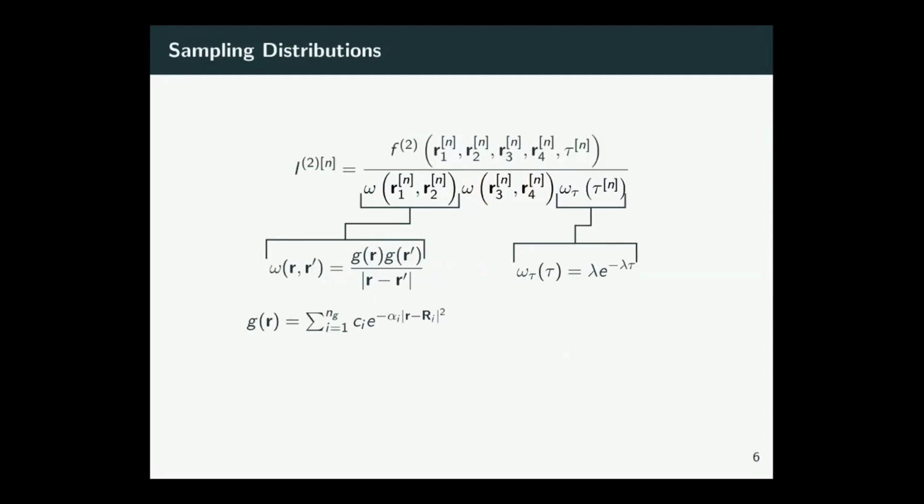The sampling function for the electron pairs is a product of two functions g that model roughly where the electron density is and are divided by the interelectronic distance. This is to cancel the same term in the integrands. And a suitable function for the imaginary time coordinate is an exponential distribution.